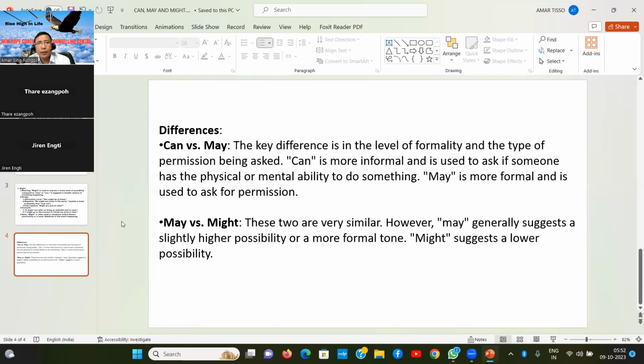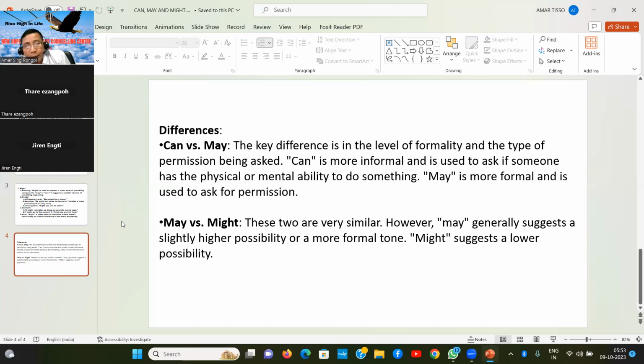Can I go out? Can is more informal. Can is more informal and used to ask if someone has a physical or mental ability to do something. Can he do it, physically or mentally, to do something.